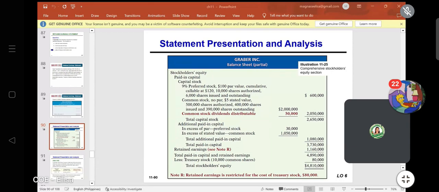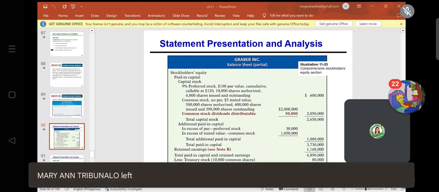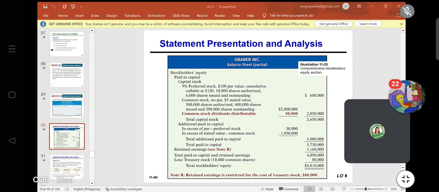Stockholders' equity. So, stockholders' equity, we learned that there are 2 sources of capital here. You have the paid-in capital, and then the retained earnings. Under your paid-in capital, you have your capital stock. The capital stock is based on your par value, and then another component is your additional paid-in capital, that is, in excess of par value. So in here, you have capital stock. You have two classes of stock: the preferred stock, and the common stock.